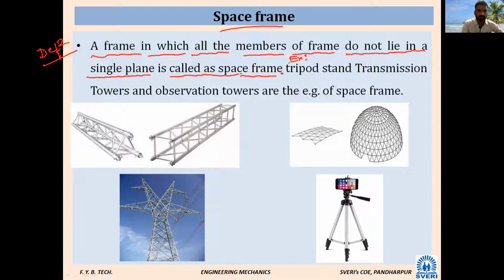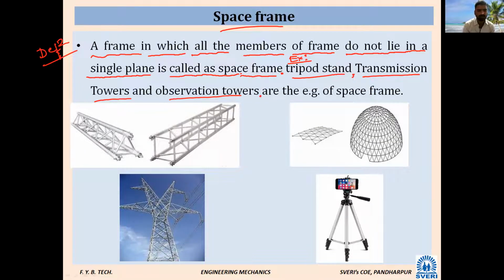Example: tripod stand, transmission towers, and observation towers. Okay, full stop.